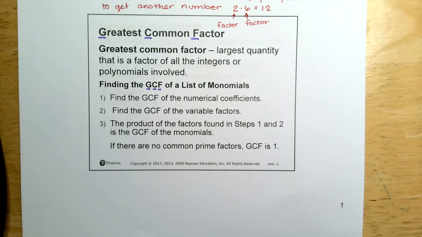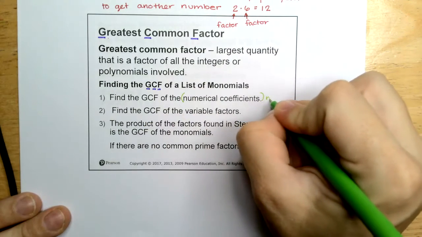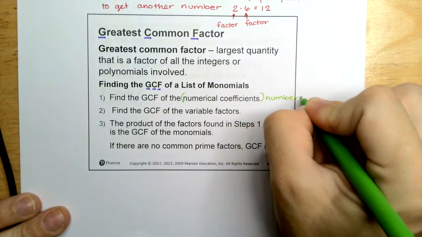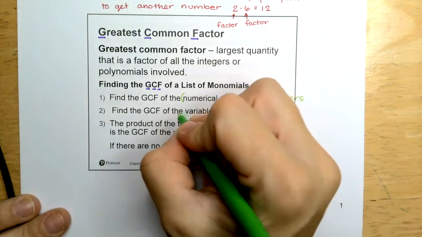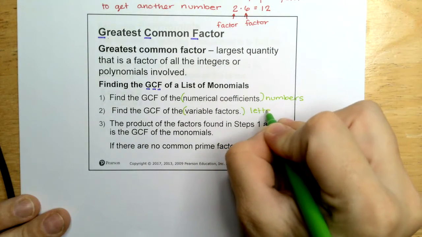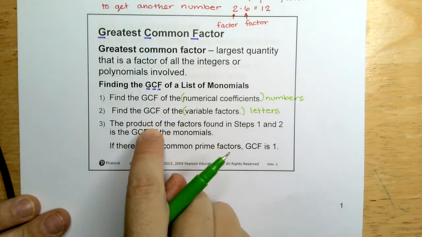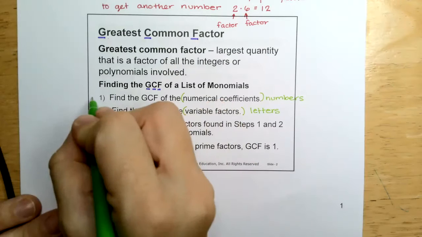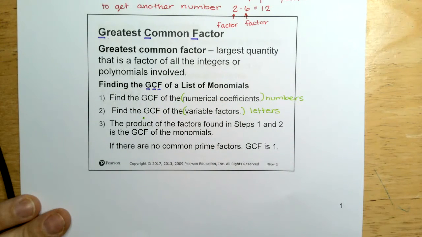So first, we want to find the greatest common factor of the numerical coefficients. This just means of the numbers. Okay, and then we find the greatest common factor of the variable factors. Here we mean the letters. The product means multiply, right? The product of the factors from step 1 and step 2 is the GCF of the monomial, okay?